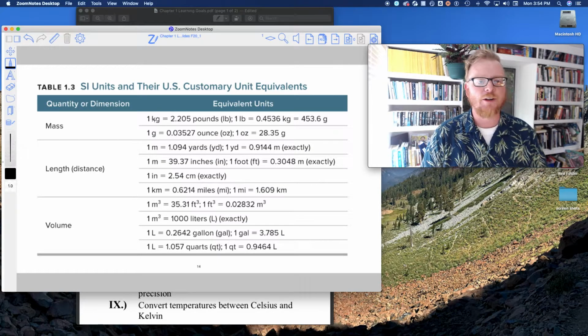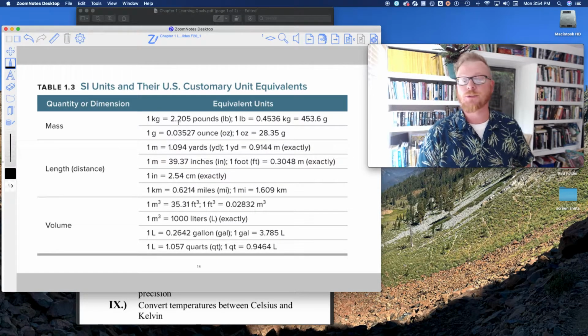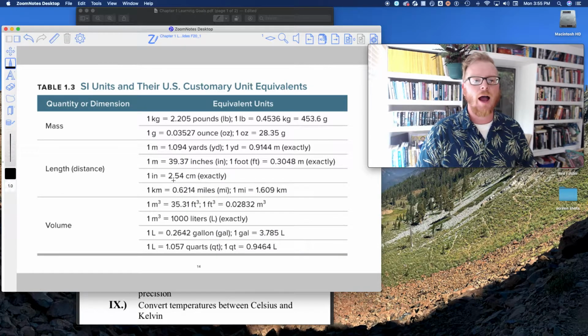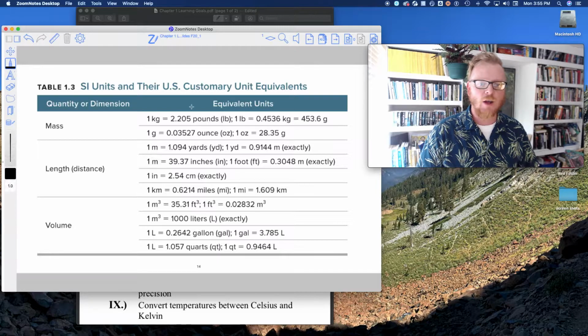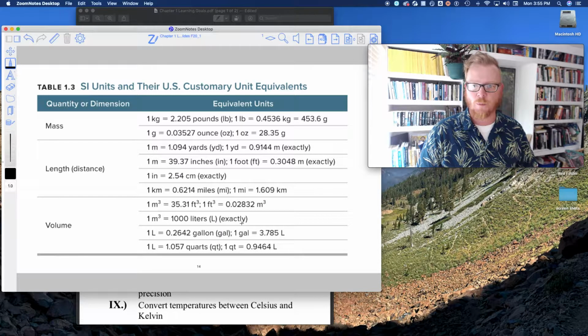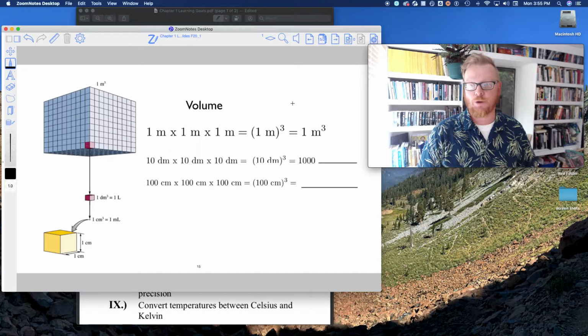For example, I think I said earlier 1 kilogram is about 2.2 pounds. And you can see all these other conversions. We're going to learn how to use these. I don't expect you to memorize these at all. But you will want to be able to look them up when you're doing your homework problems, and have them handy where you can find them. So let's talk about volume.